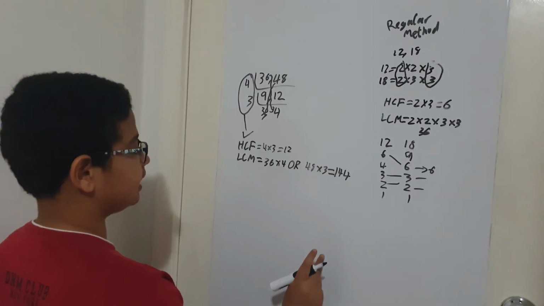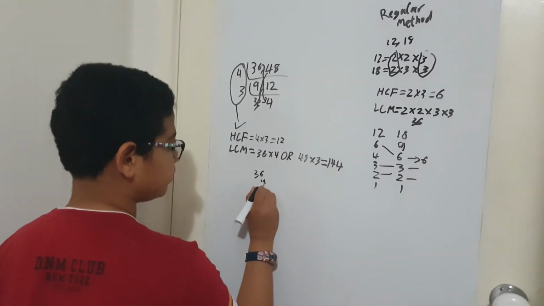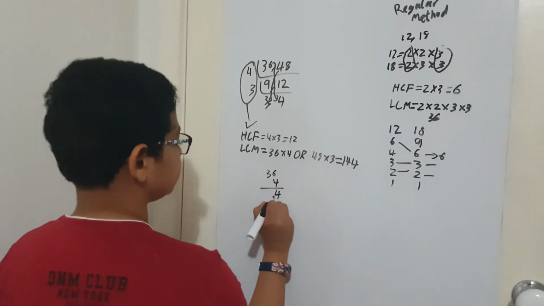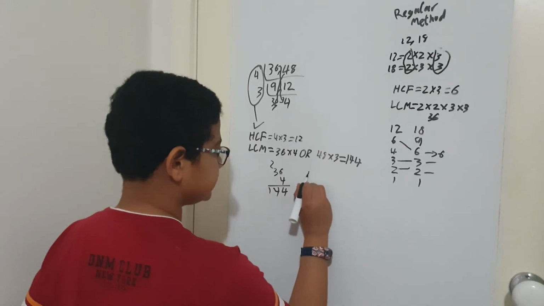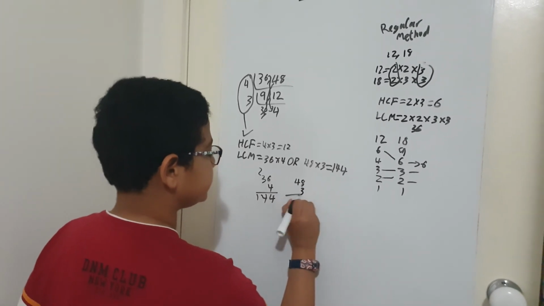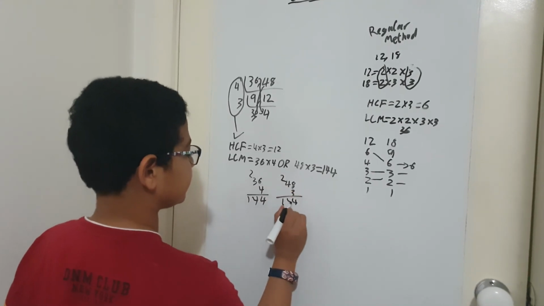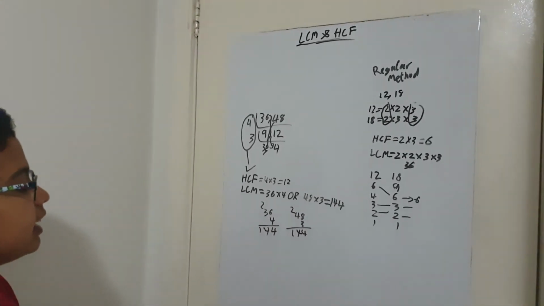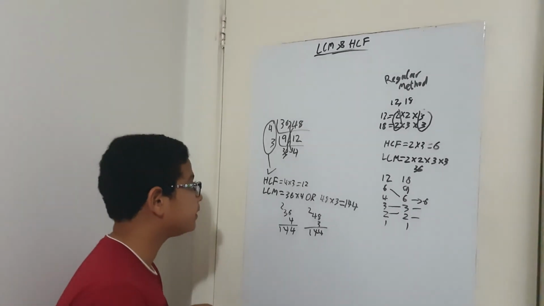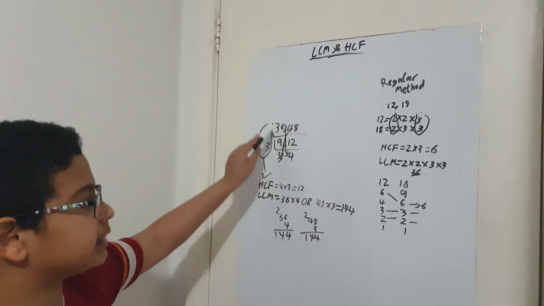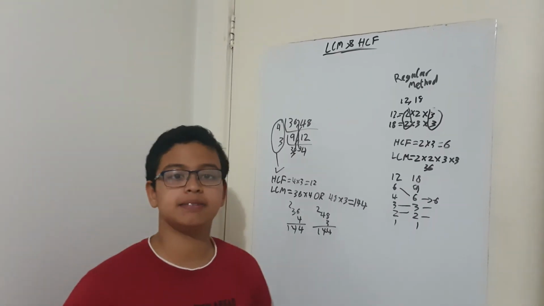Let me just check that. I'm just going to do it the proper way. 36 times 4, 6 times 4 is 144. And let's just check this one just in case. 48 times 3, 3 times 8 is 144. Okay, so that's pretty much how you find the HCF and LCM using a different method to what you would normally use. So that's basically it for this video.